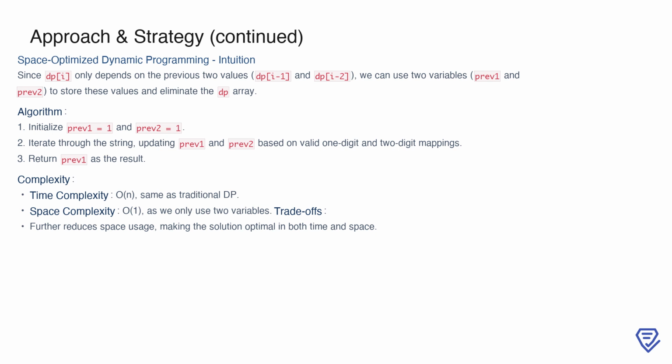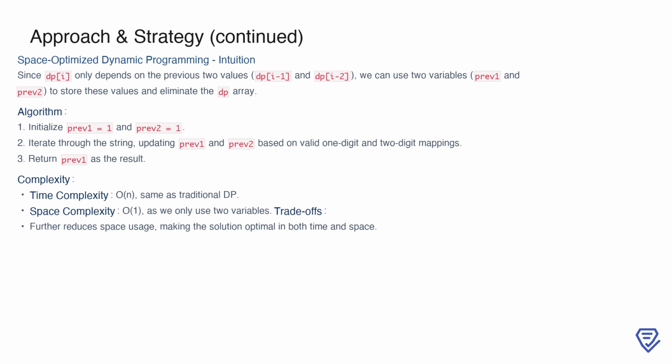To further optimize the dynamic programming approach, we can reduce the space usage by observing that dp[i] only depends on the previous two values, dp[i-1] and dp[i-2]. This means we don't need to store the entire DP array; instead, we can use two variables to track these values. Let's call them previous1 and previous2. We initialize both variables to 1, as they represent the base cases for an empty string and a single valid character. Then, as we iterate through the string, we update these variables based on the same rules.